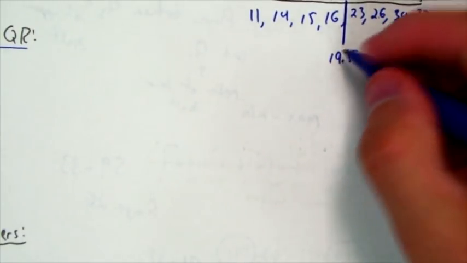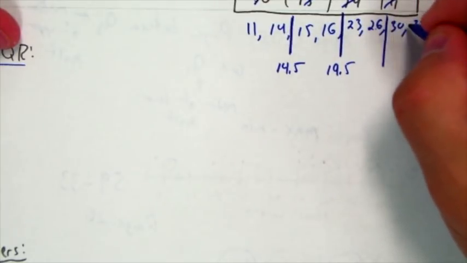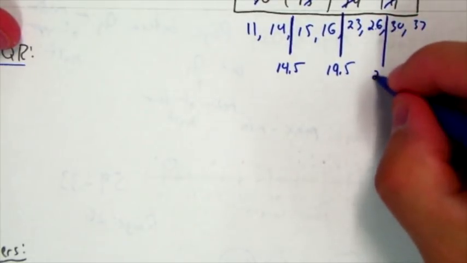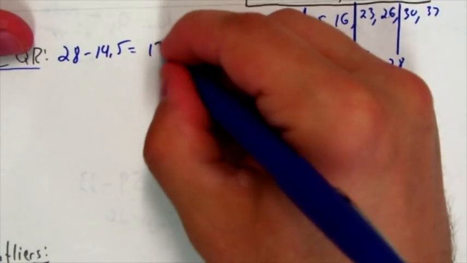Now, the first quartile is the median of this lower half. Because there's still an even number, we're going to be right in between, and that's going to be 14.5. And over on this side, we're still right in between. The mean of 26 and 30 would be 28. So we would do 28 minus 14.5, and our interquartile range would be 13.5.